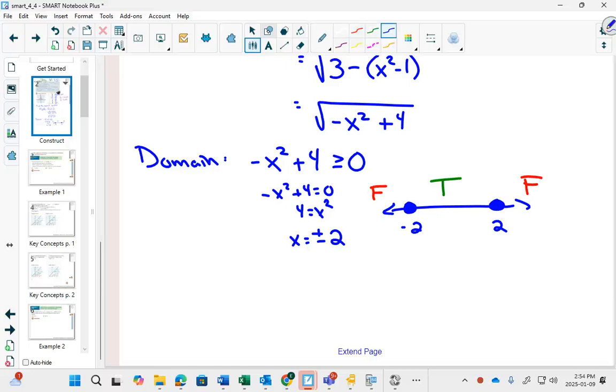So our domain is from negative 2 to 2, which we discovered from our table of values is what we hoped would be the right answer, and it is.